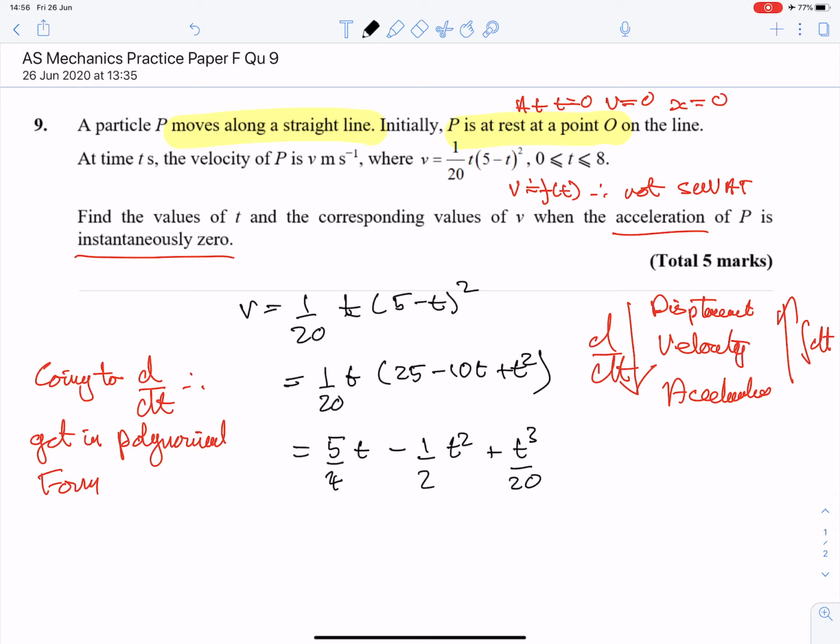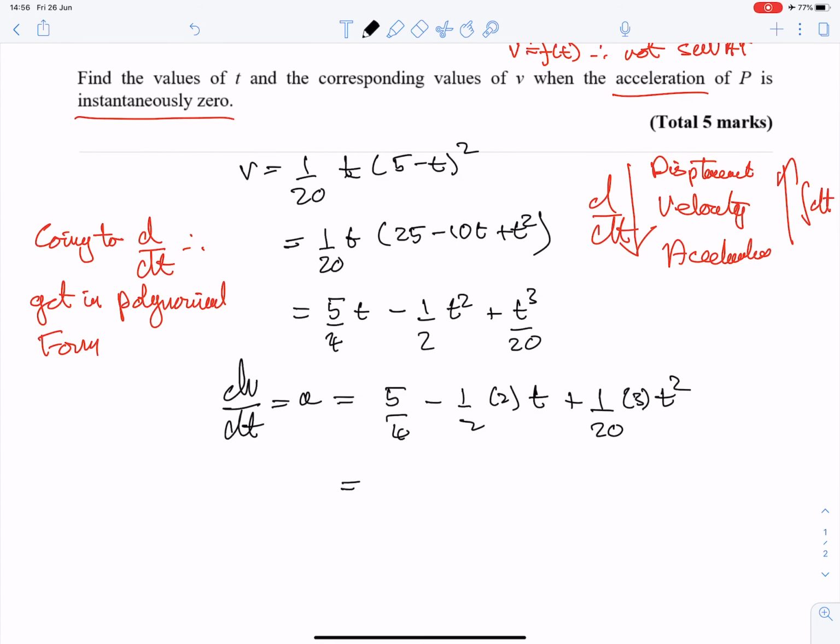Now I've got it in that standard polynomial form, I can differentiate it. So dv/dt, which is equal to the acceleration, equals 5 over 4 minus t. If I go through the working properly, write down the constant, bring down the power, subtract 1 from the power, plus write down the constant, 1/20th, bring down the power, subtract 1 from the power. Then tidy it up: 5 over 4 minus t plus 3/20th of t squared.